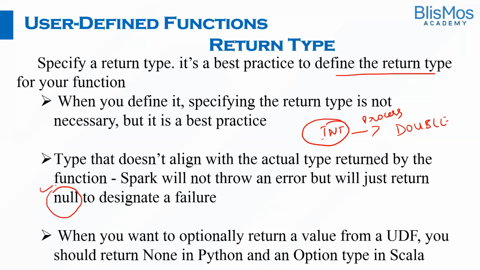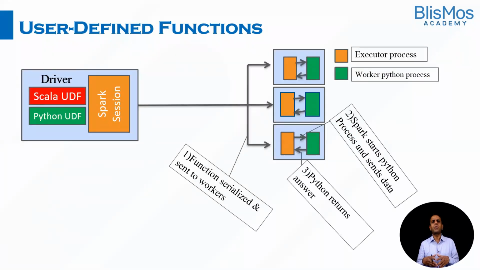So whenever you define a UDF, if it is throwing null values, please check that you have provided the right return type. For example, if you want to optionally return a value, then you should return a None in Python and an Option type in Scala, so that it is taken care of. Whenever you define a user-defined function in Scala versus in Python, there is some difference. You got to understand that.